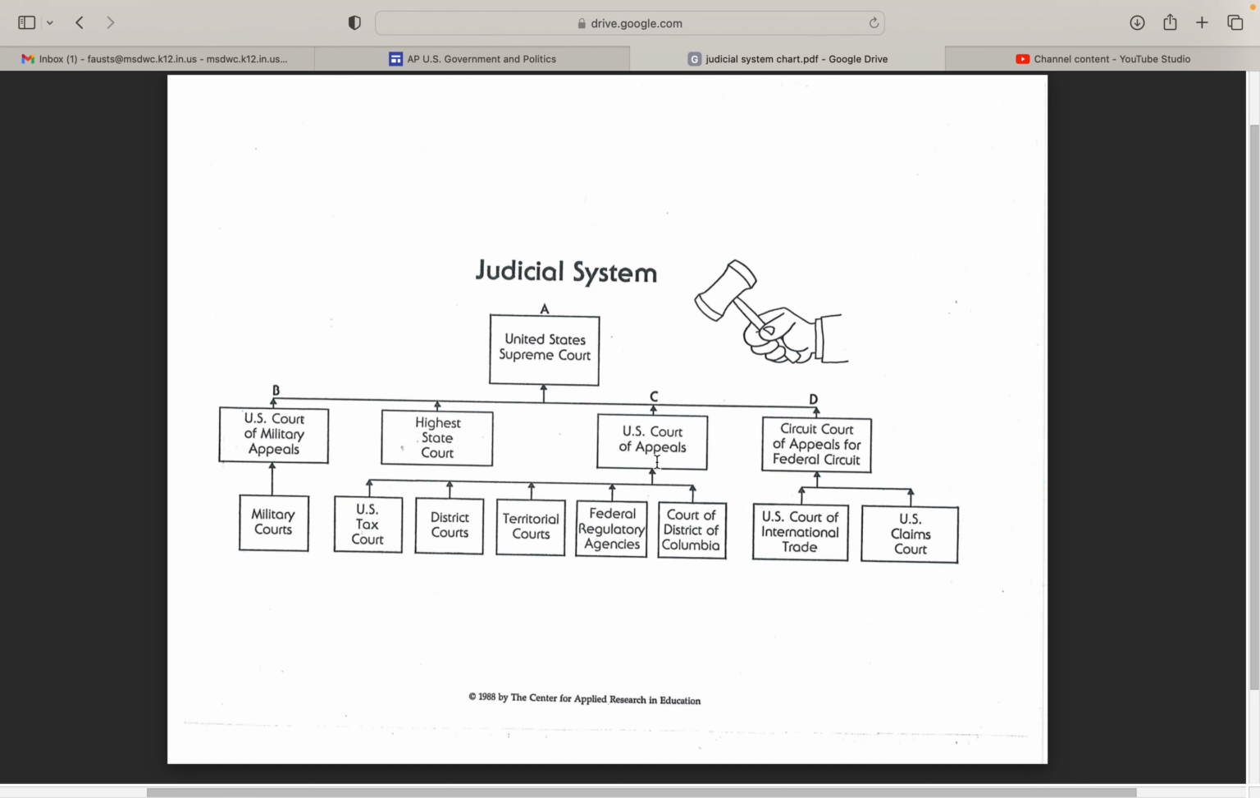You can be tried if you break a law in both federal court and state court, and it's not considered to be double jeopardy. Each level of government has the right to enact laws to serve its own purpose. And neither level of government, whether it's federal or state, wants to block the prosecution of an accused person who has the sympathy of the authorities at one level.